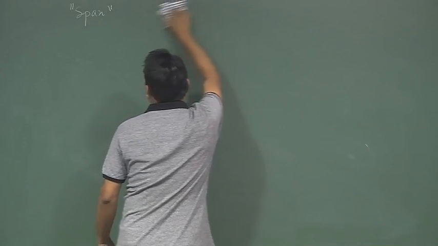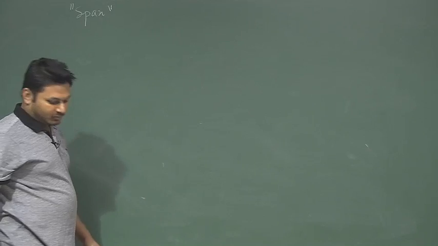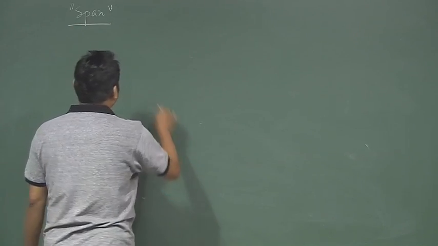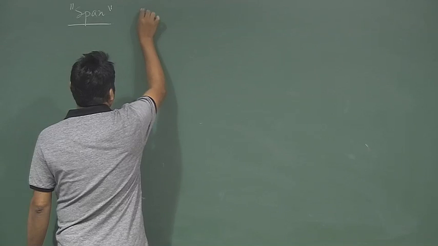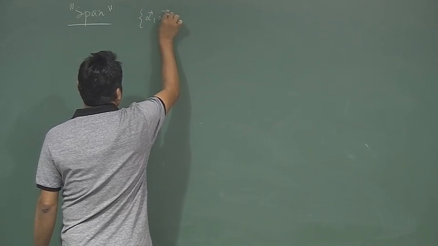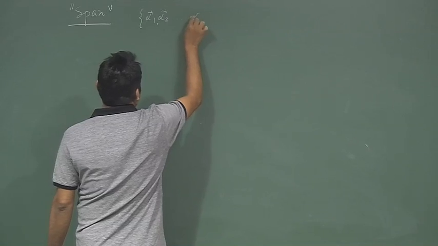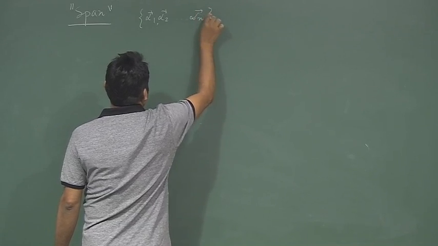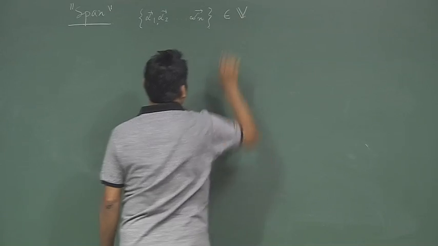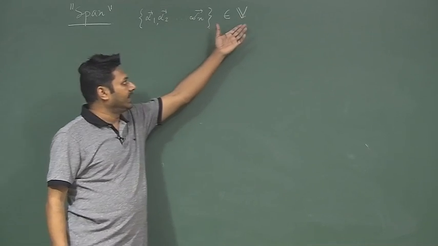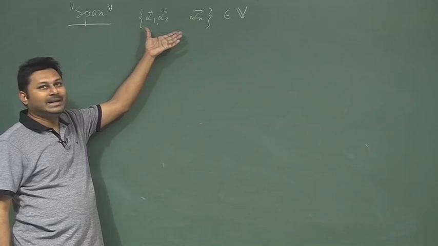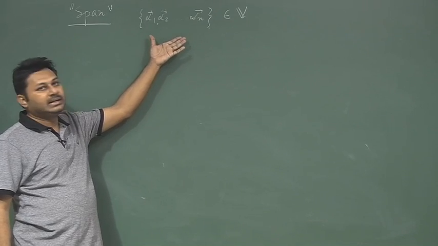Now go to our old topic, span. What is the meaning of span? Okay, so let us take a few vectors alpha 1, alpha 2, up to alpha n, which belong to some vector space V. So, some vector space is there, and these are a few elements, n elements. There may be more than n elements, but I am taking only n elements of that.